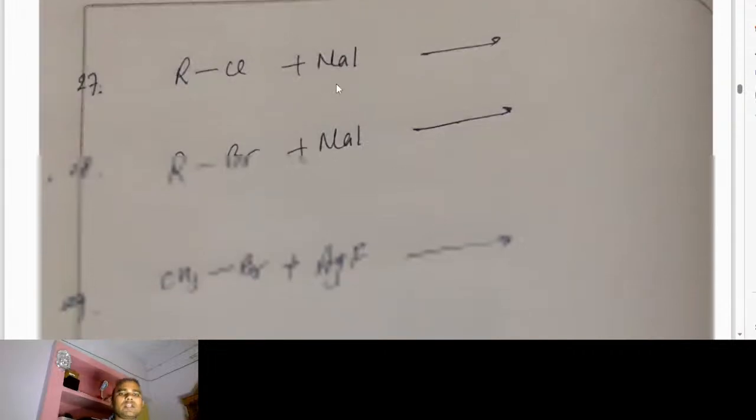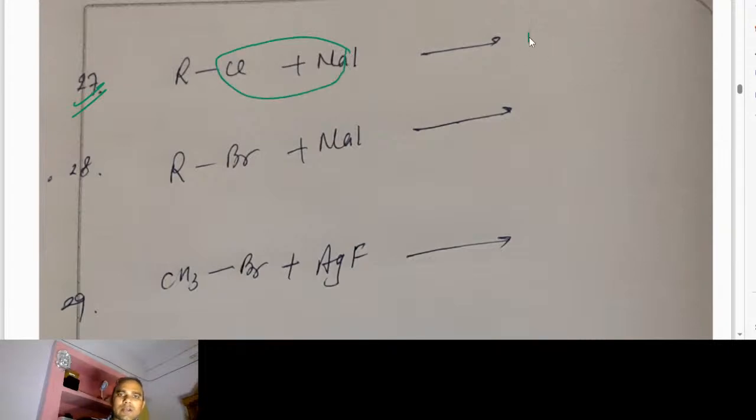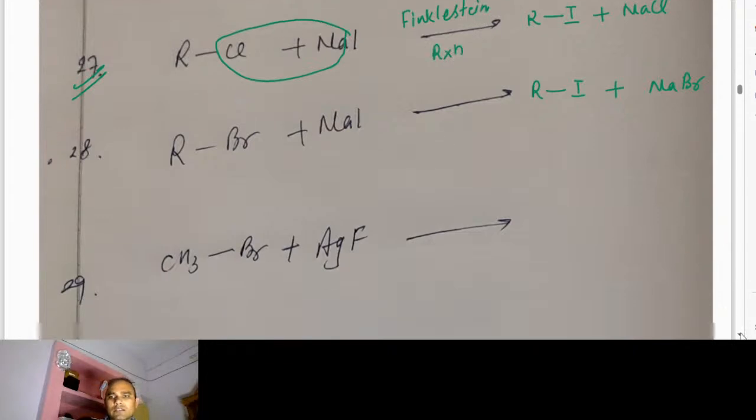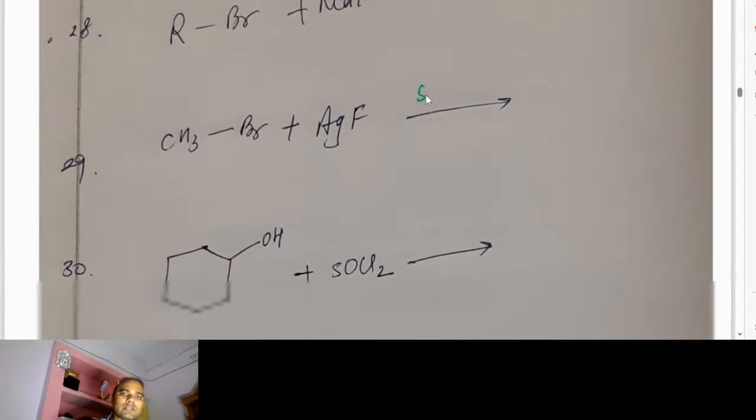Now here they have given the Finkelstein reaction, student, the iodide exchange. So NaCl will be out, and here there will be RI plus NaCl. Again, if you are talking about RI plus NaBr, in the same way, this is called the Finkelstein reaction. Now, the fluoride exchange is called the Swarts reaction.